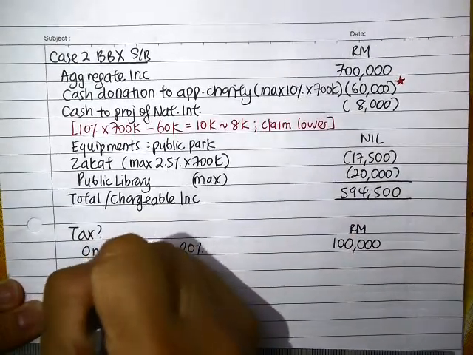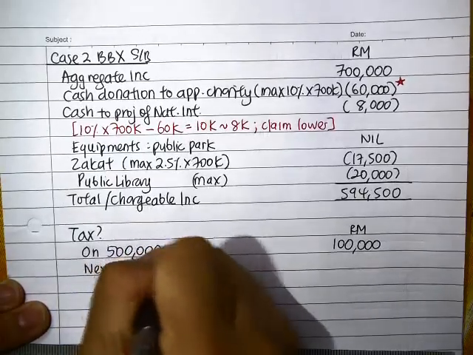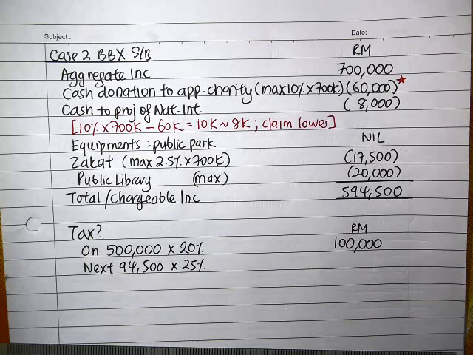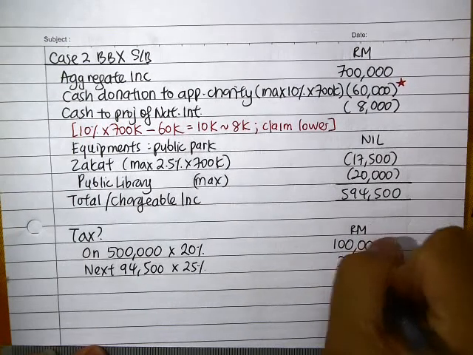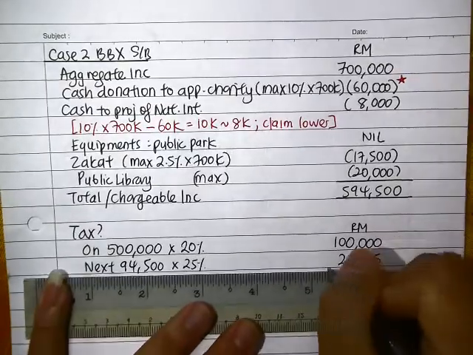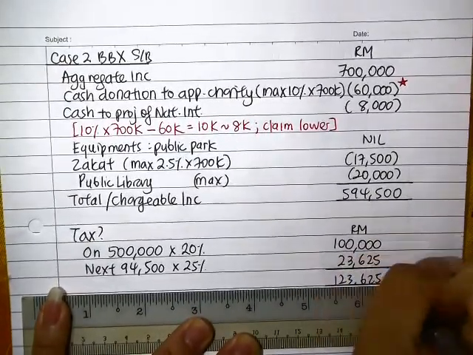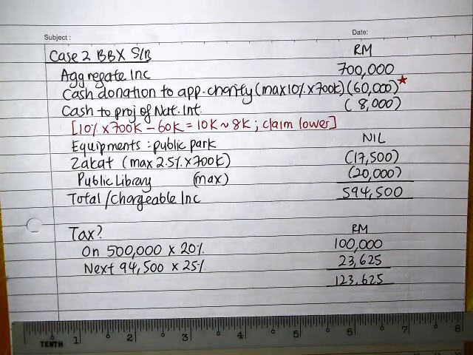Then the balance 94,500, you pay 25%. So that's 23,625. So 123,625. Okay. All right. So that will cover the rule on donation. So remember, okay, you must go and read back on the section 44 and see what are the rules. Memorize them. All right.